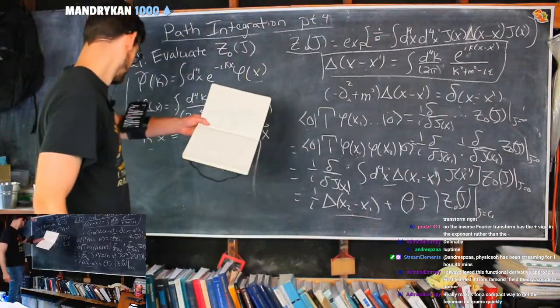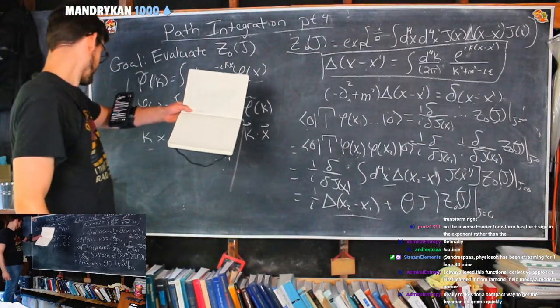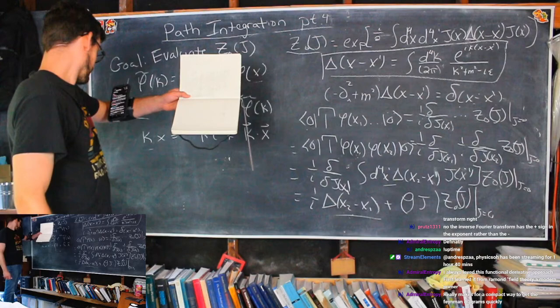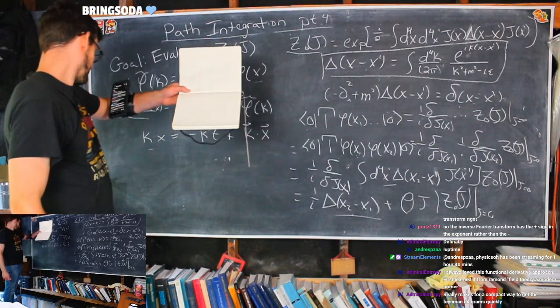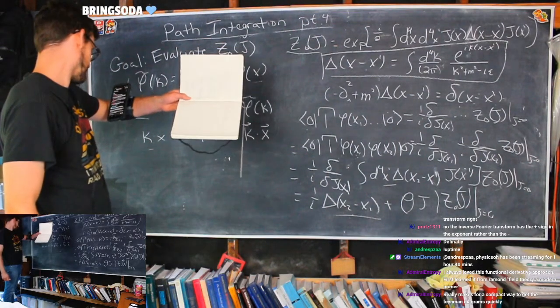I always loved this functional derivative approach. I first learned it from Ryder's Quantum Field Theory, or Zee's Modern Primer. Awesome. It really makes a compact way to get the Feynman diagrams quickly.